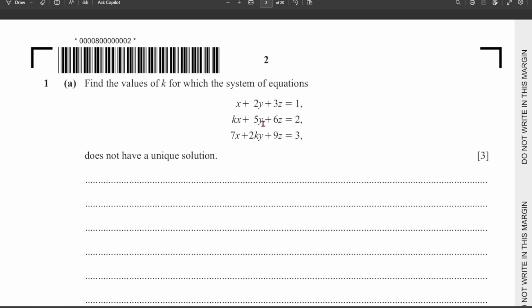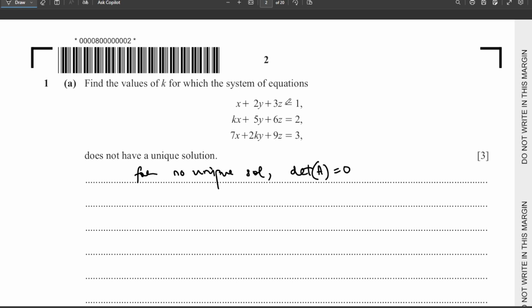They're giving us a system of linear equations with 3 variables and a constant k. We want to find the values of k for which this system of equations does not have a unique solution. Remember, the condition for a system of linear equations to not have a unique solution is when the determinant of the matrix equals 0. So for no unique solution, the determinant of the matrix must be equal to 0.